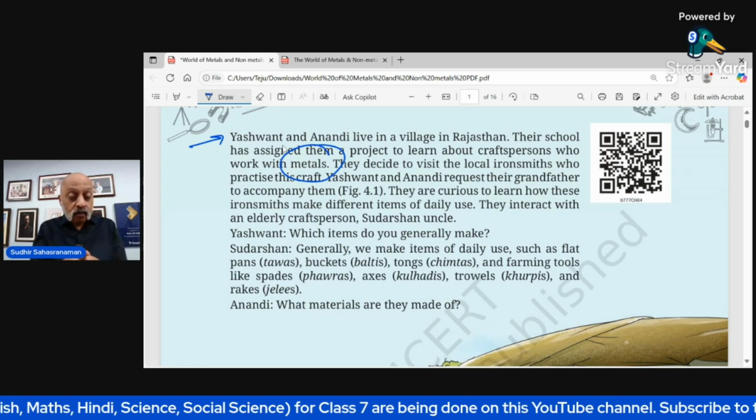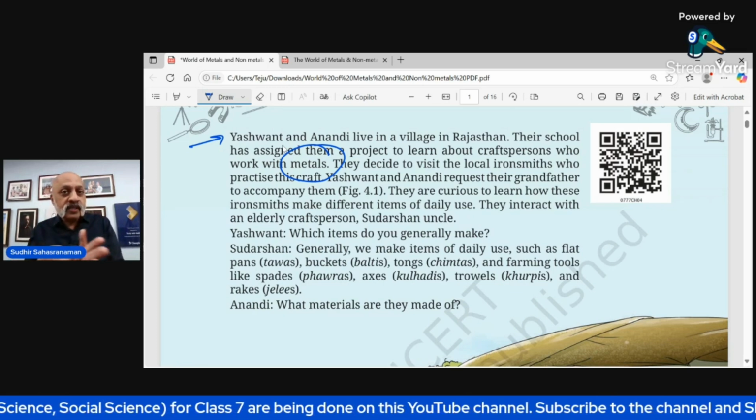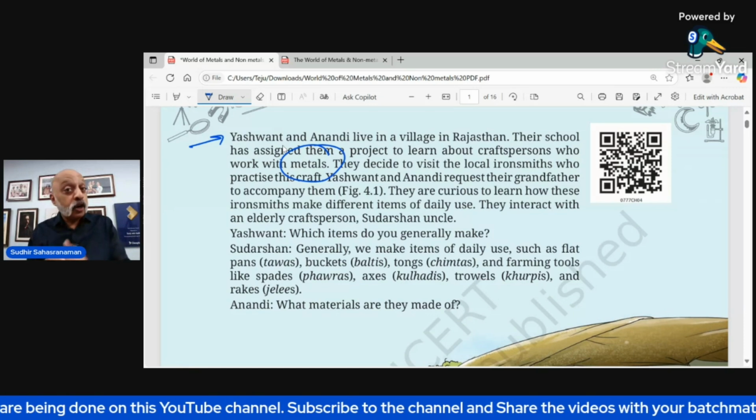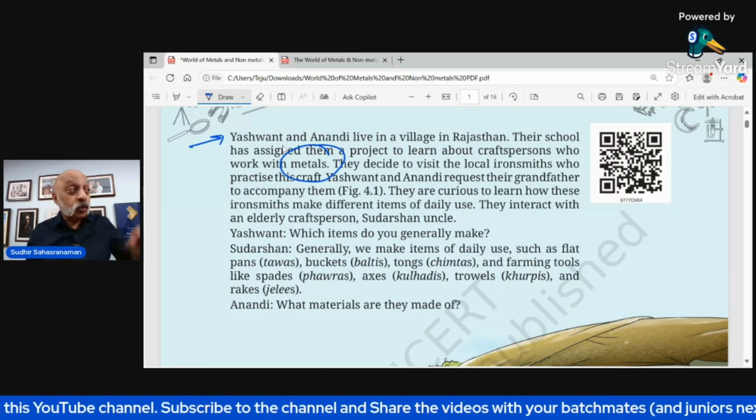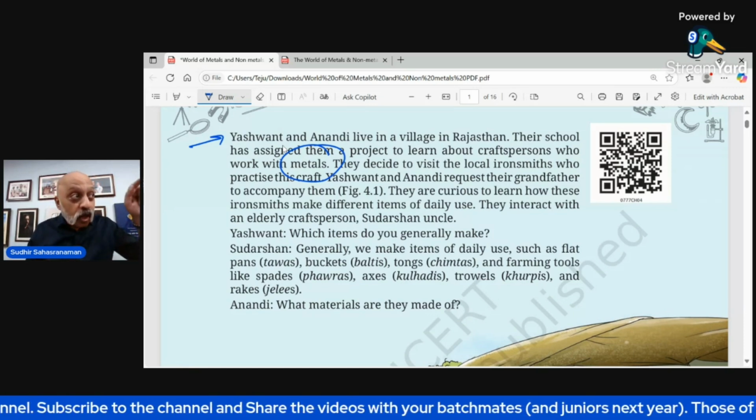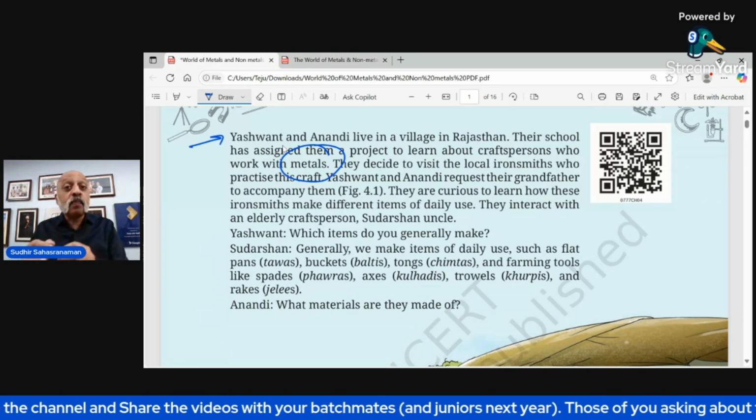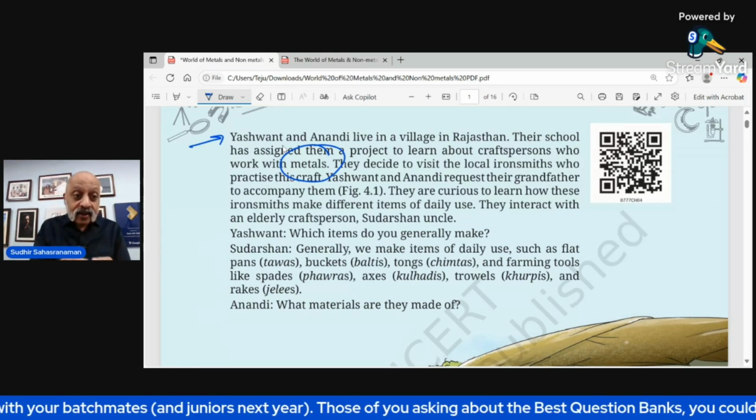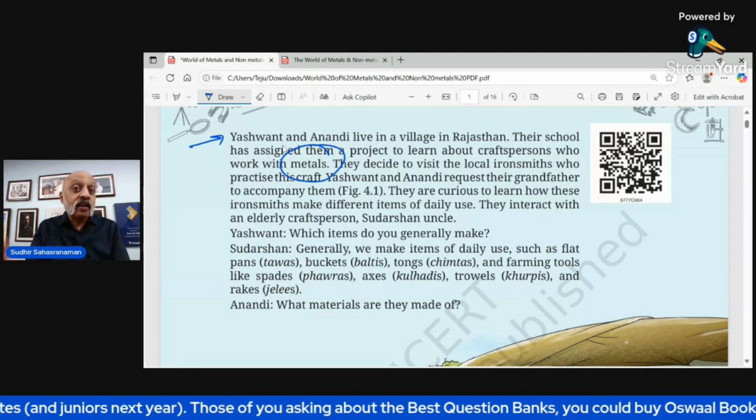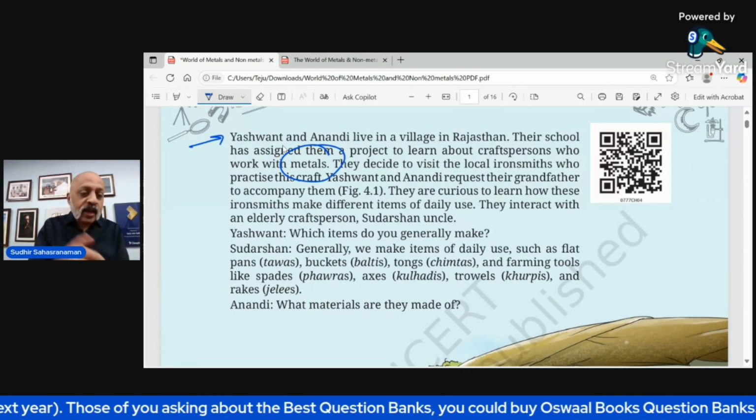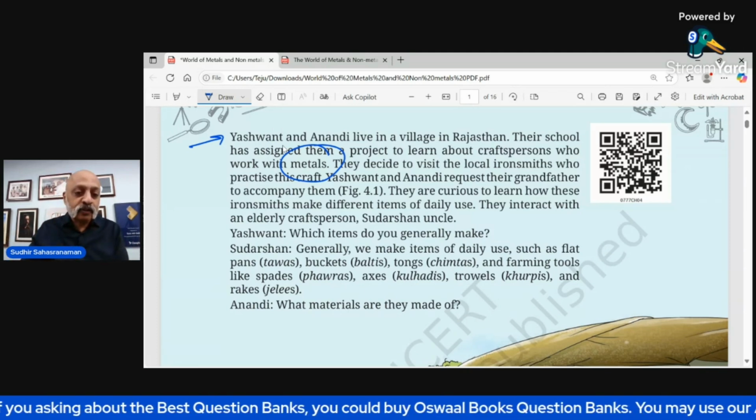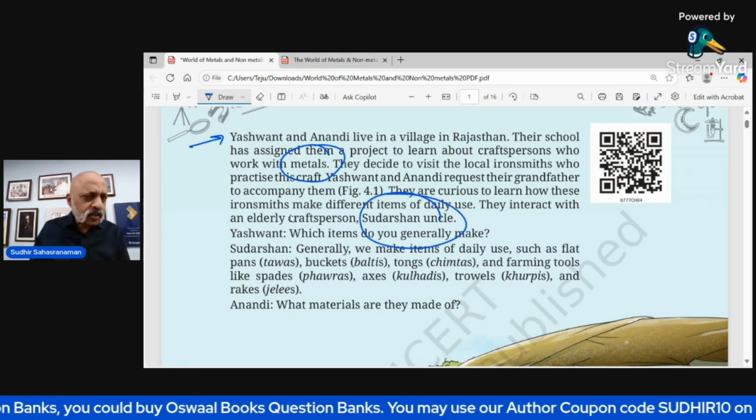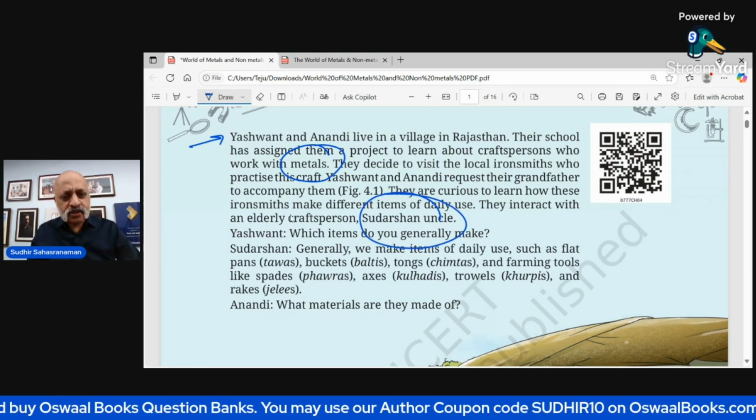Now, what they decide to do is that they are not going to ChatGPT or Google and taking notes somewhere. No, they are hardworking students. So they decide to go to the local iron smith, that is people who work with iron, loha, and learn firsthand from what they observe. So they interact with this elderly craftsperson whose name is Sudarshan uncle. So Yashwant asks him, which items do you generally make?